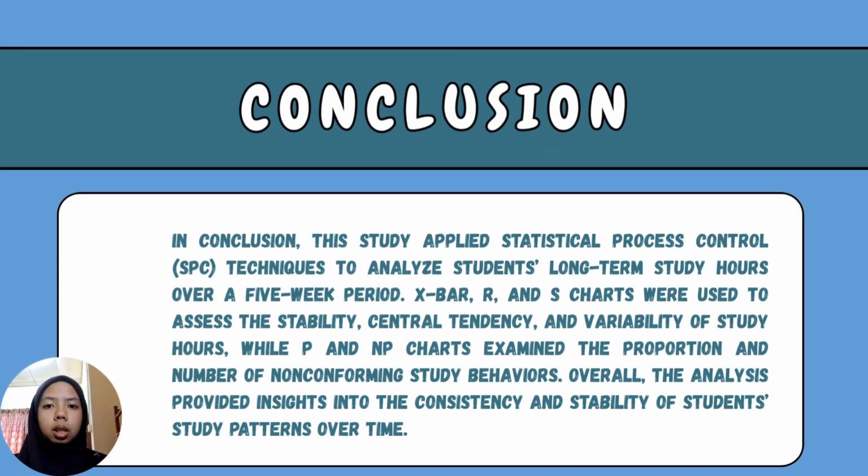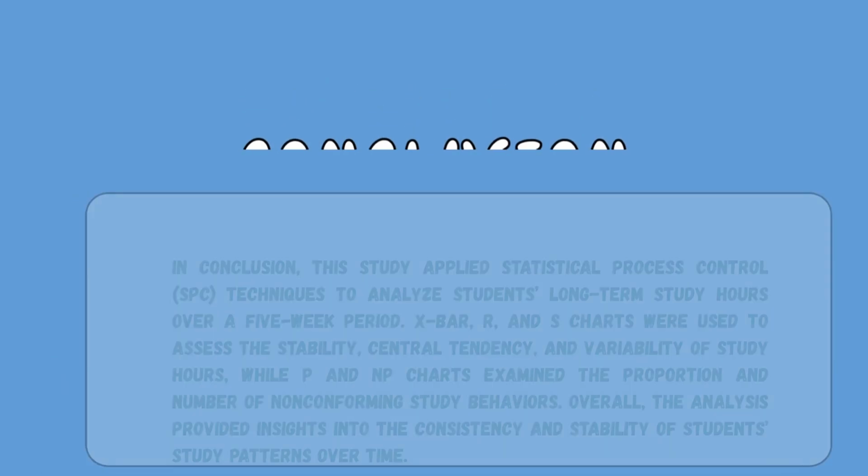In conclusion, this study applied statistical process control (SPC) techniques to analyze students' long-term study hours over a 5-week period. X bar, R, and S charts were used to assess the stability, central tendency, and variability of study hours, while P and NP charts examined the proportion and number of non-conforming study behaviors. Overall, the analysis provided insight into the consistency and stability of students' study patterns over time.